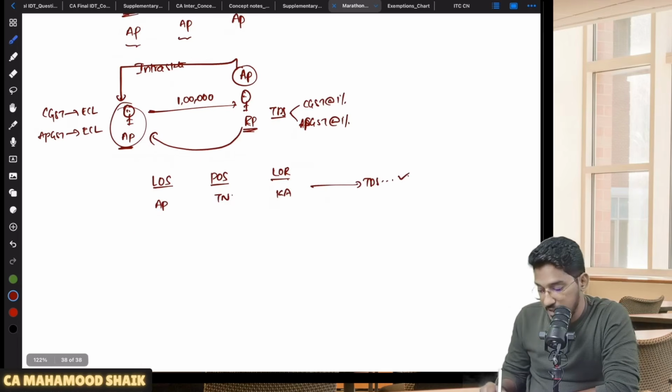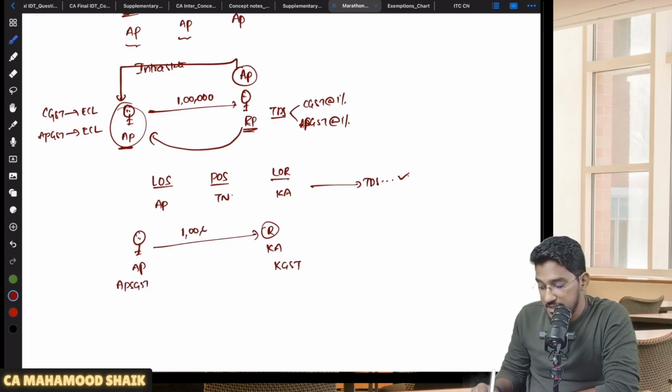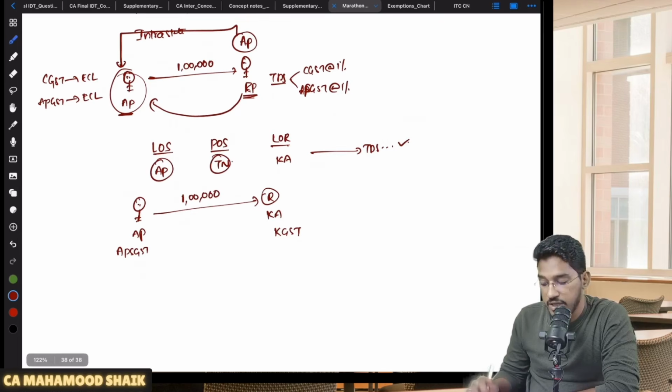Why? Let me give you a diagrammatic presentation once again. Supplier located in AP. Recipient is located in Karnataka. So he will be registered with Karnataka state government. Supplier will be registered with AP state government. Now 1 lakh worth of supply has taken place. What is the nature of supply? Since location of the supplier and place of supply are falling under two different states, that is an interstate supply.